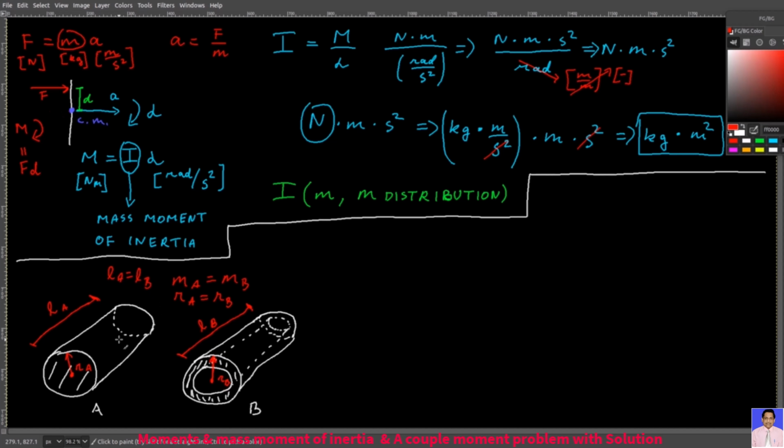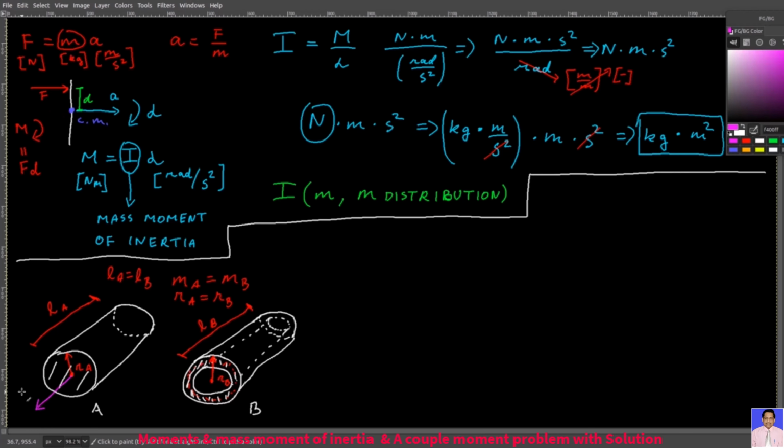But in case of A, the cylinder has equal mass distribution everywhere. But in case of B, the cylinder is hollow inside. It's empty inside. So all the mass is concentrated here in the edges.